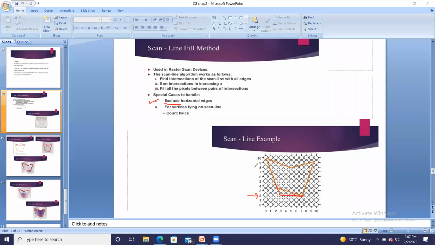कन्सिडर करा ही एक्झाम्पल 8 स्कॅन लाईन. 8 स्कॅन लाईन मध्ये काय होतं? किती वेळा 8 स्कॅन लाईन इंटरसेक्ट होतीये बघा. स्टेप नंबर 1 प्रमाणे 8 स्कॅन लाईन इथे एकदा होतीये, इथे एकदा होतीये आणि इथे एकदा होतीये. सो 3 ठिकाणी होतीये. 3 इंटरसेक्शन्स आहेत.